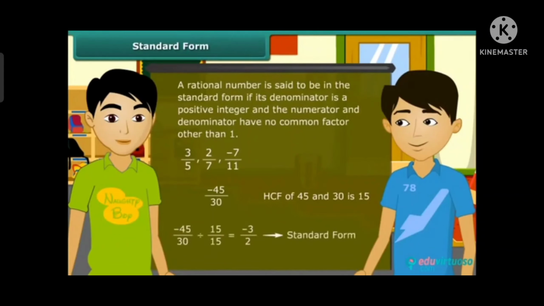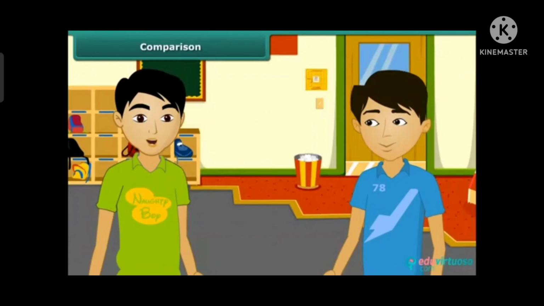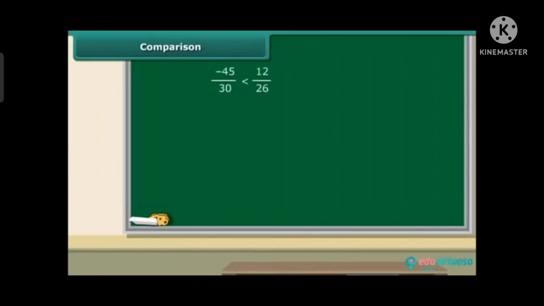Yes, so we will divide the numerator and denominator by 15, and we will get the rational number minus 3 by 2, which is in a standard form. If we are given two rational numbers, can you compare them? No. I will tell you how to compare rational numbers.